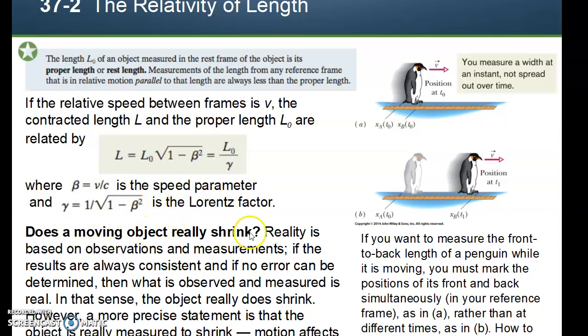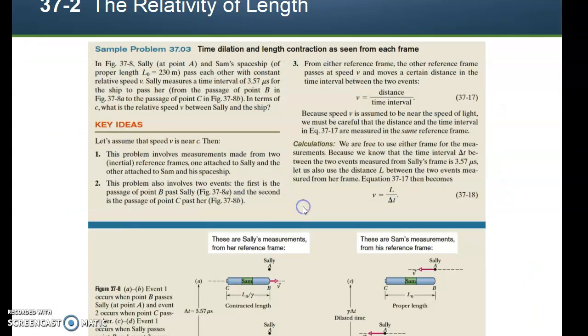So does the moving object really shrink? Reality is based on observations and measurements. If the results are always consistent, and if no error can be determined, then what is observed and measured is real. In that sense, the object really does shrink. However, a more precise statement is that the object is really measured to shrink. In other words, motion affects it. So if you want to measure the front to back length of a penguin while it's moving, you must mark the position of its front and back simultaneously, rather than at different times. And how to do that is not trivial.